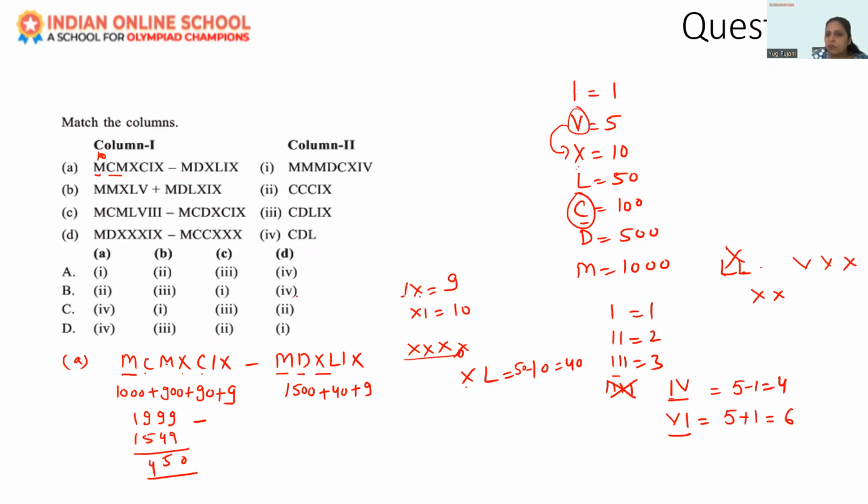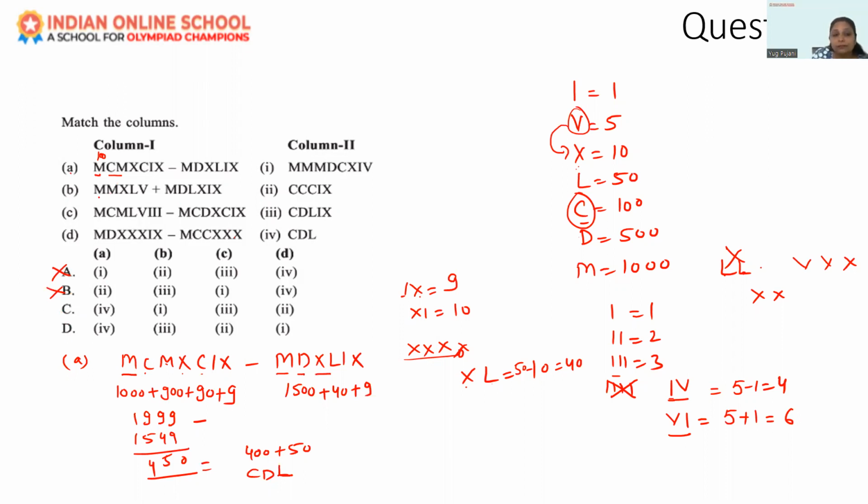450. Can you see any option with 450? If you write 450, it is 400 plus 50. 400 means CD, plus 50 is L, so CDL. So option A belongs to the fourth part. So it means A and B are incorrect, and the answer will be out of C or D.